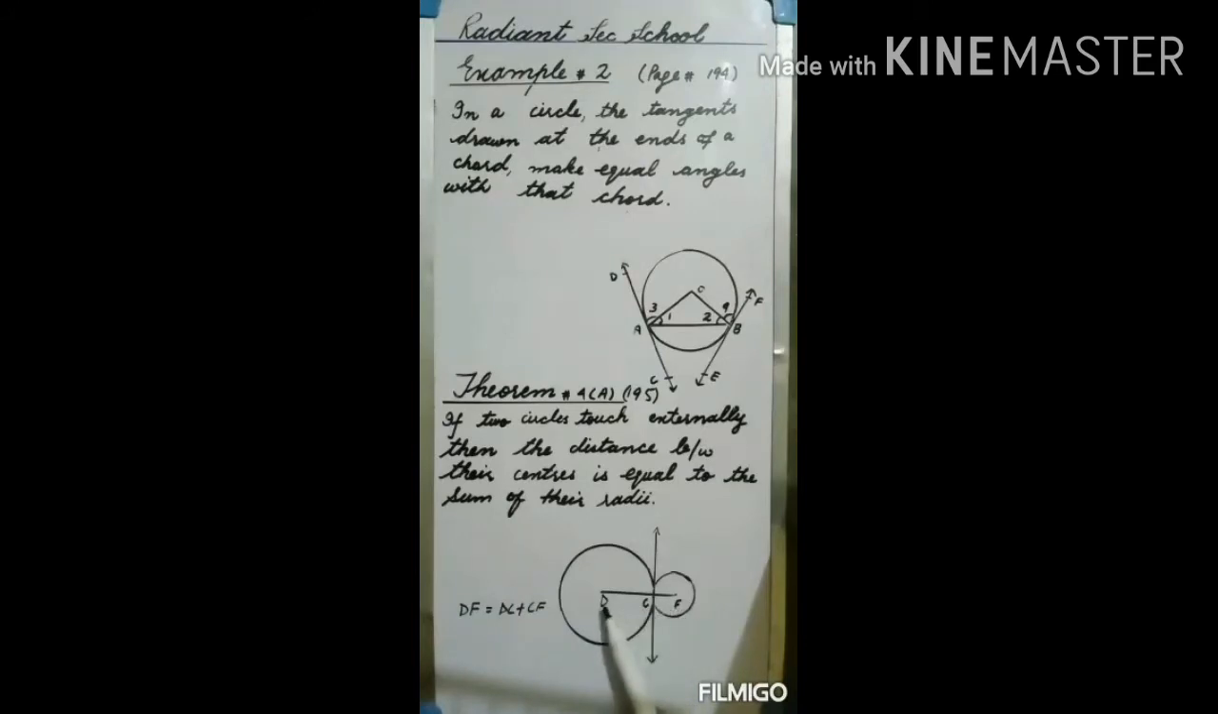So we can say that if two circles touch externally, then the distance between their centers will be equal to the sum of their radii.